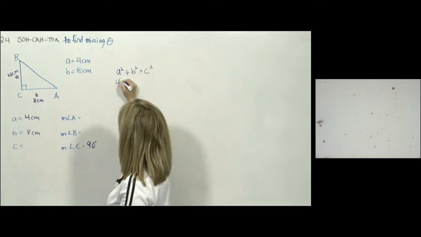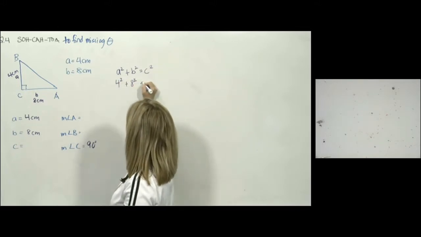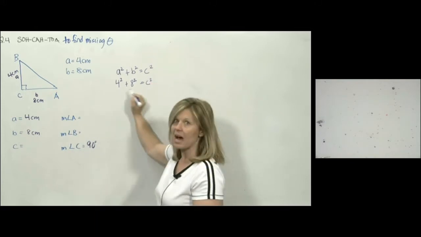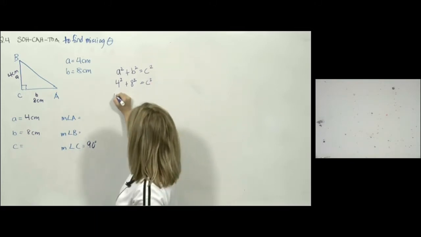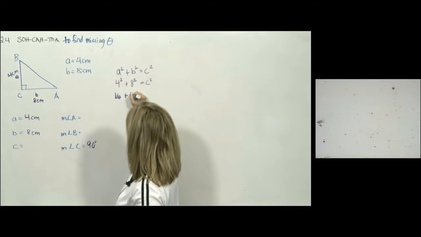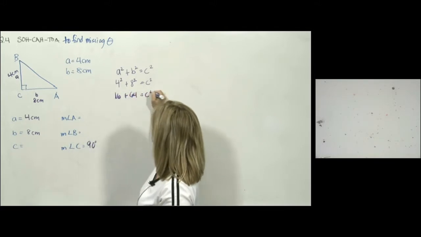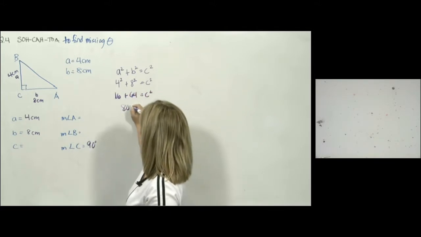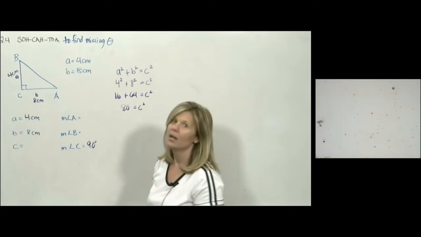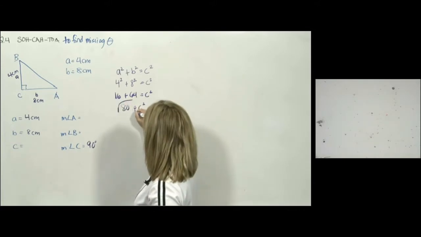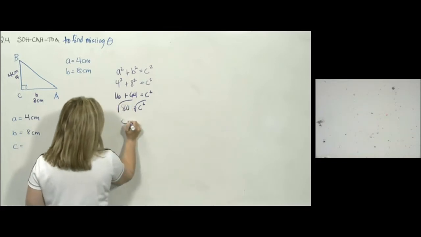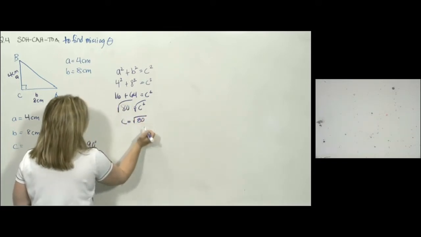So I'm going to do a squared plus b squared equals c squared. So a is 4, b is 8. This is not any of our triplets, so we have to work it out. This would be 16 plus 64 equals c squared. I'd add, I get 80 equals c squared. To get rid of the square, I would square root it. So c would equal the square root of 80.